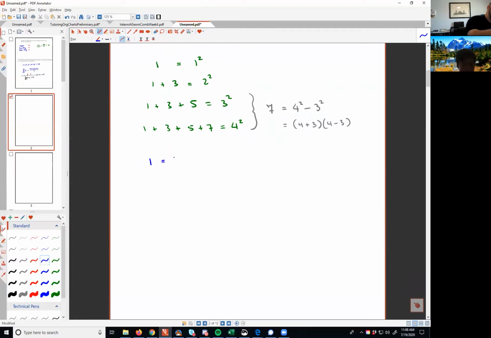1 is 1 squared minus 0 squared. 3 is 2 squared minus 1 squared. 5 is 3 squared minus 2 squared, and so on and so on. So if I wanted the sum 1 plus 3 plus 5 plus 7, all the way up to the nth positive odd integer, how could I rewrite that?